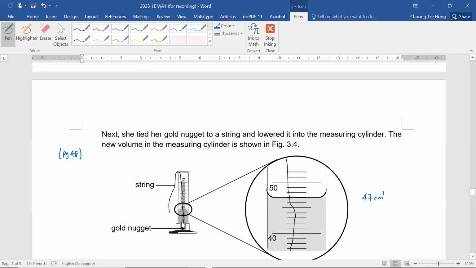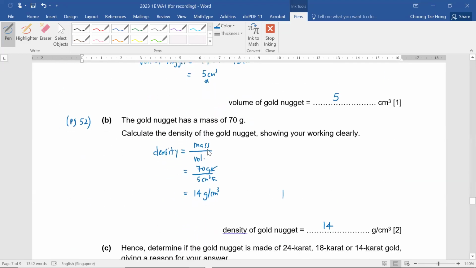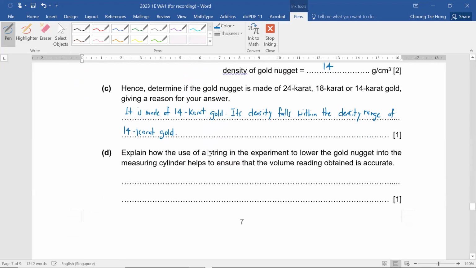If you drop something from a certain height into water, the water is going to splash. So if you drop it in without the string, some of the water splashes to the sides, then it's going to stick to the side of the measuring cylinder. This would reduce the volume of water inside the measuring cylinder, because the water is sticking on the sides of the glass, and this will cause the volume reading to be slightly lower. So this is something that we can write about. Try to phrase your answer properly.